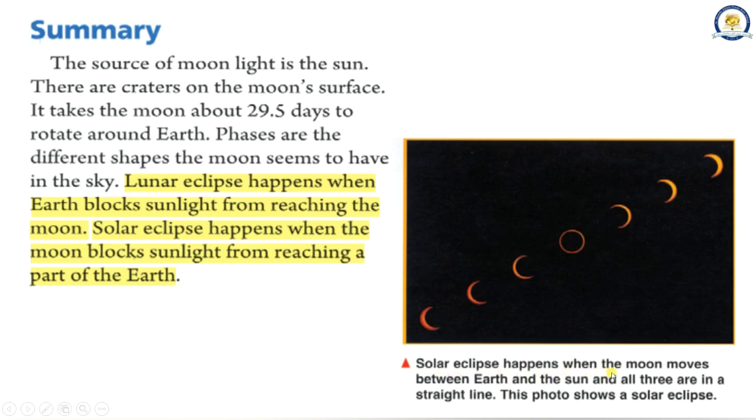Solar eclipse happens when the moon moves between Earth and the sun and all three are in a straight line. This photo shows a solar eclipse.